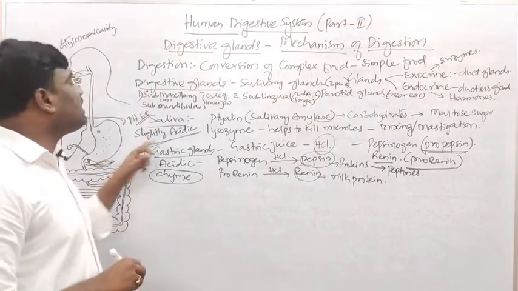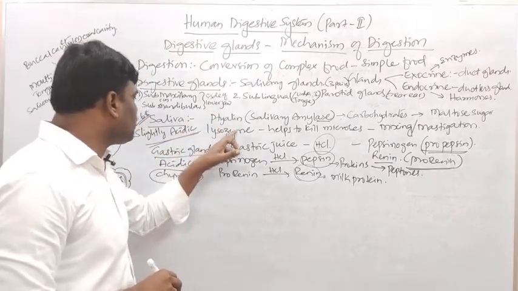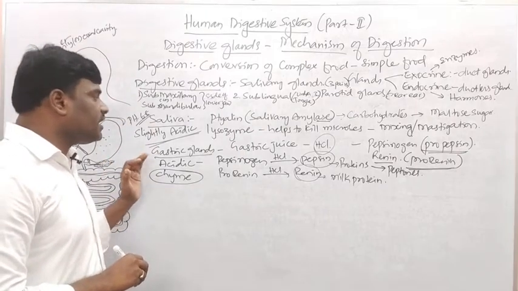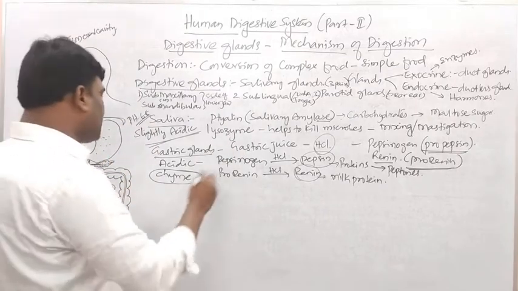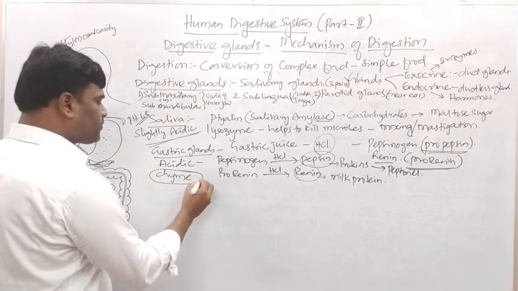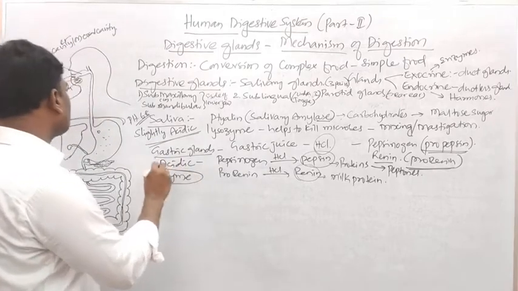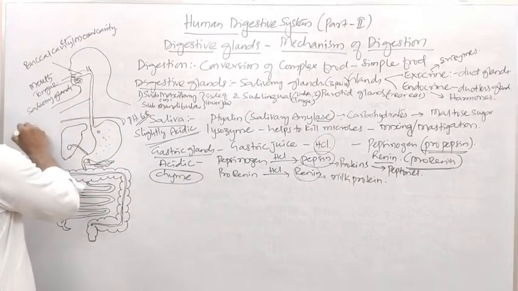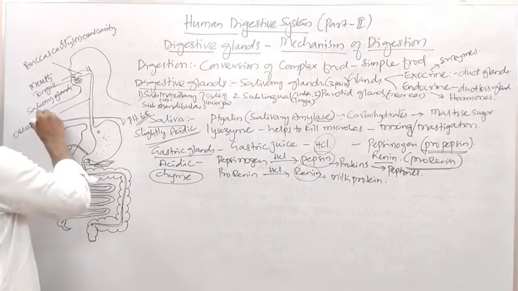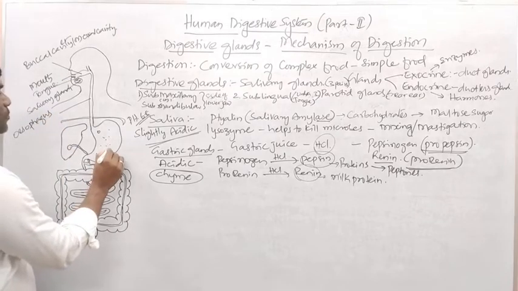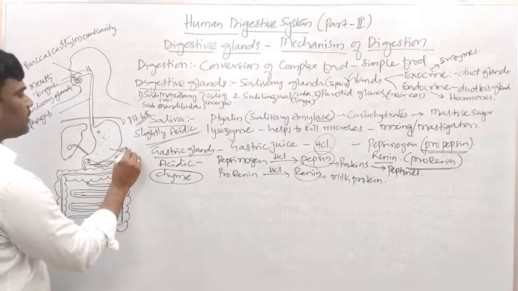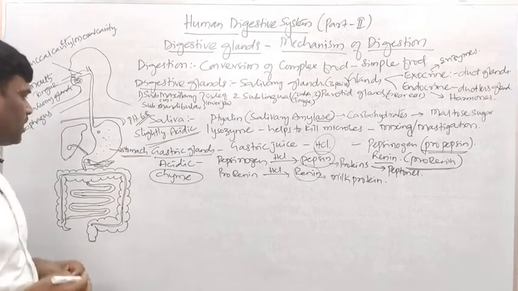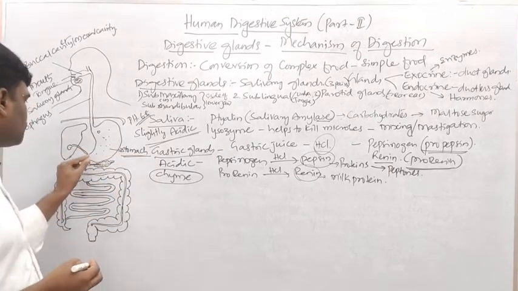So it is slightly acidic in the buccal cavity, children, because of what? Saliva. And here in the stomach, the chyme is in which form? Acidic form. Okay. So what is this, children? Esophagus. We forgot to write this one. Esophagus. And this is what, children? Stomach. This is the stomach.